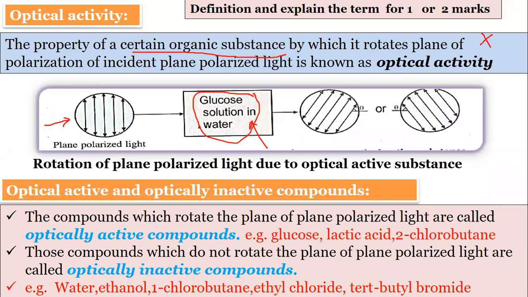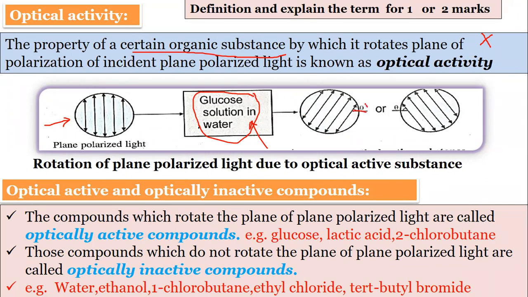When plane polarized light is passed through certain substances, the entire plane of the light is rotated either to the right hand side or the left hand side. Those compounds are called optically active. Again, I will elaborate. Suppose this is a plane polarized light, and we don't know which substance is kept here. If this plane is rotated, we can see it is rotated by the angle theta.